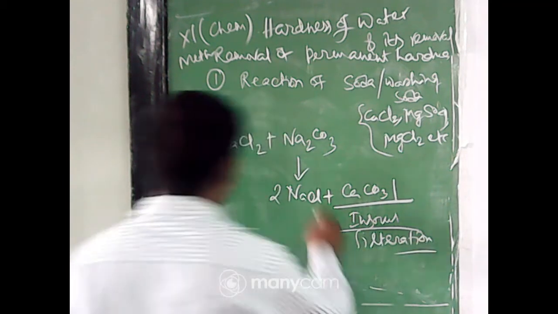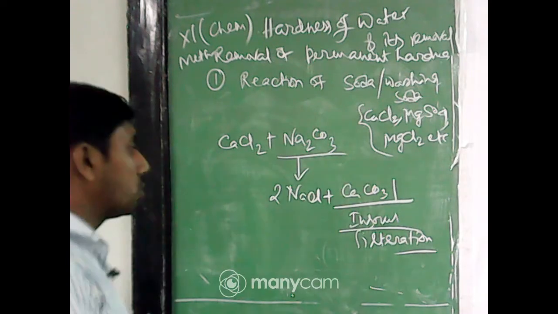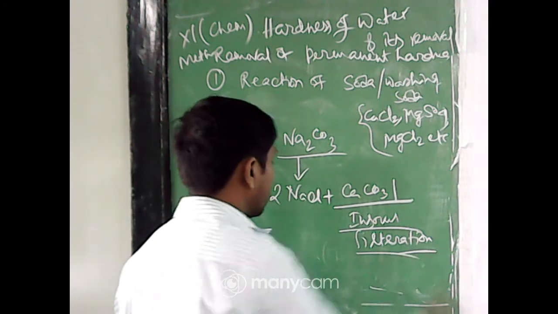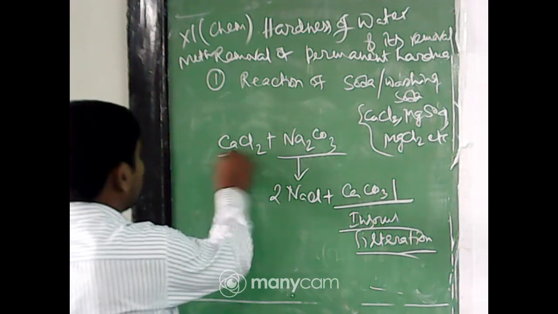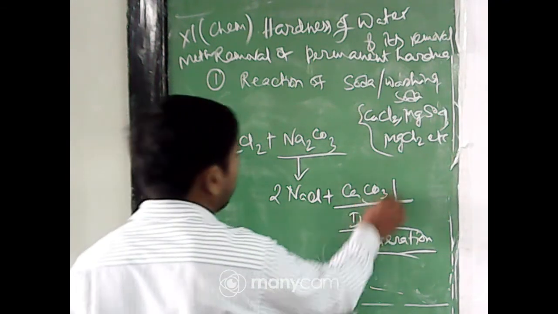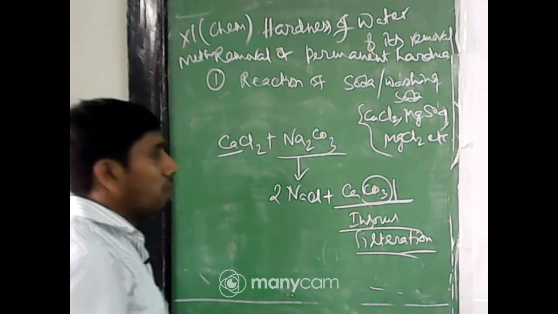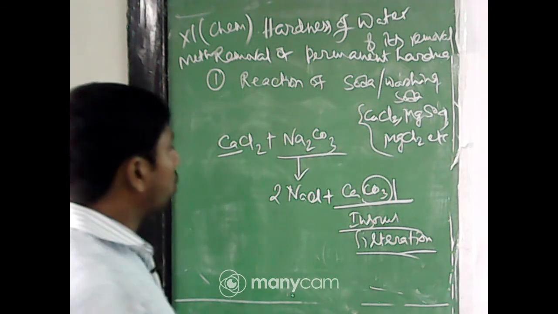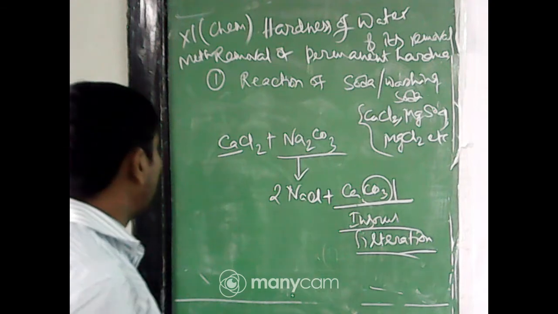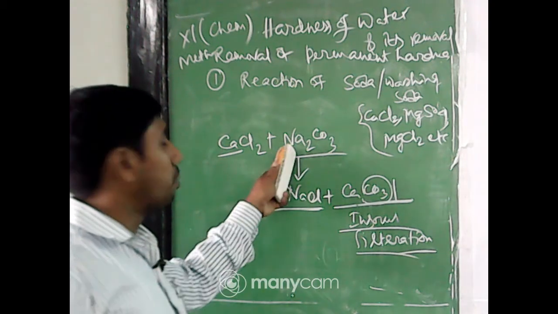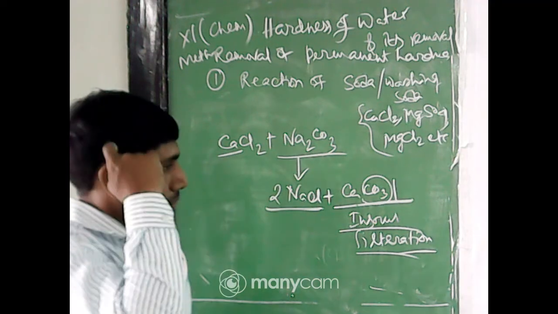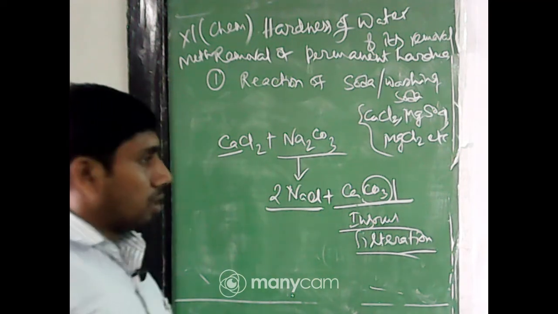So first, reaction with washing soda and then filtration. How are the cations removed? Calcium combines with carbonate and this is insoluble in water, so we can separate out the calcium ion. The chloride remains in the solution and combines with the sodium ion. Okay. Right?